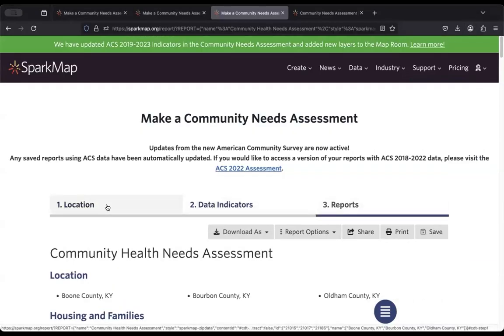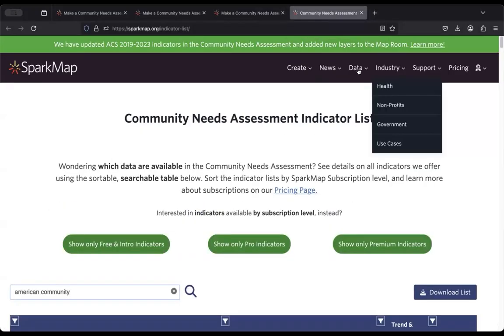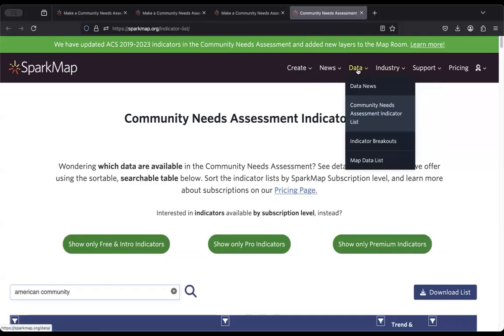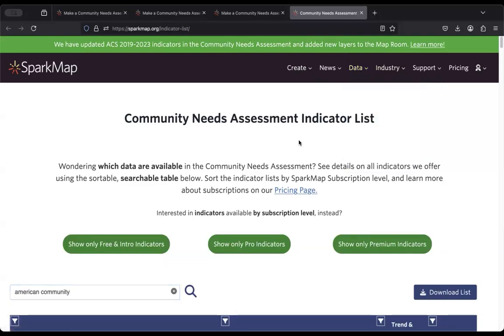So we have a lot of ACS indicators, so we obviously didn't have the time to go through all of them today, but did want to point out some of those where we do have those additional breakouts and you're able to get more granular, see into some of those special populations and look for potential disparities between age groups, ethnicity, and race. So that's all available to you. The last thing that I just want to point out is that we do, under the data tab on SparkMap, have the community needs assessment indicator list.